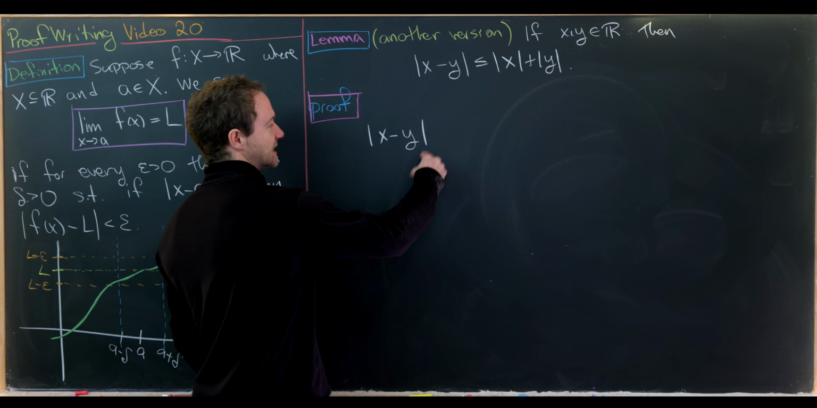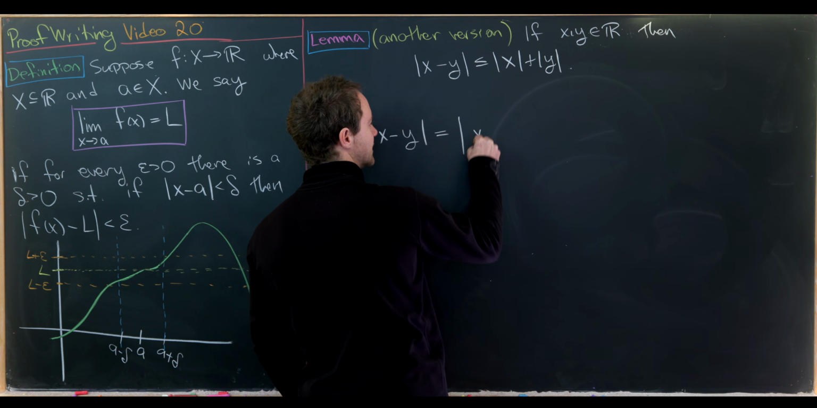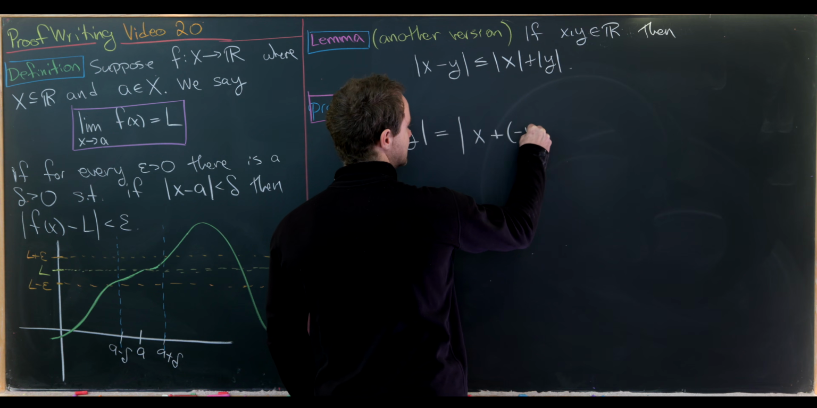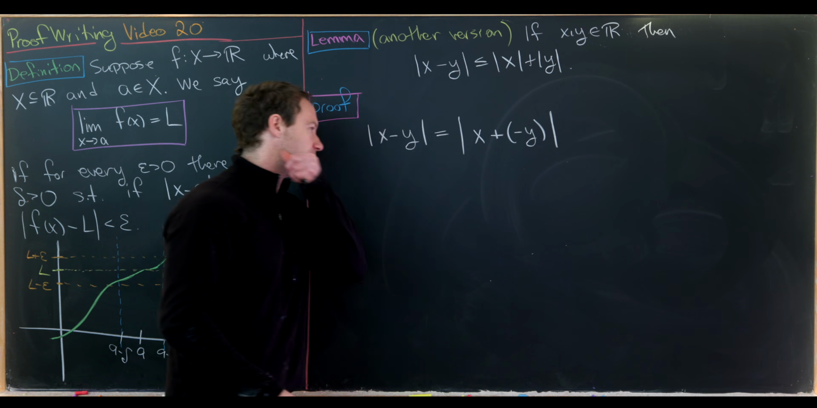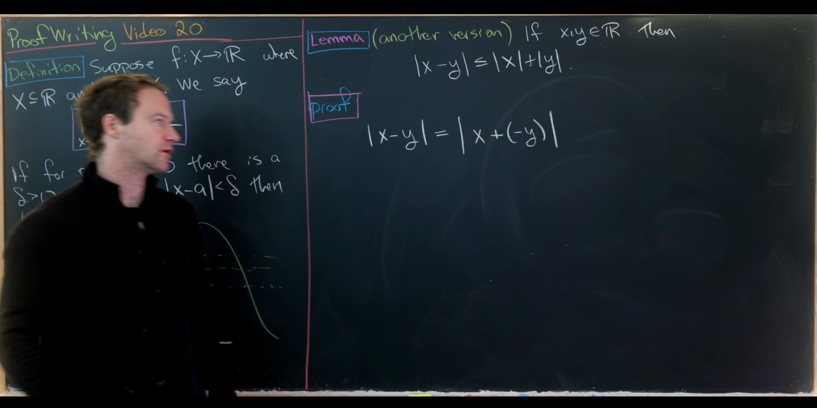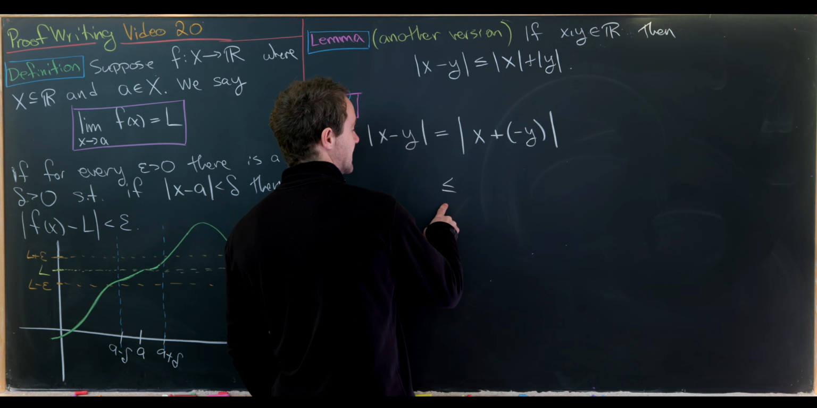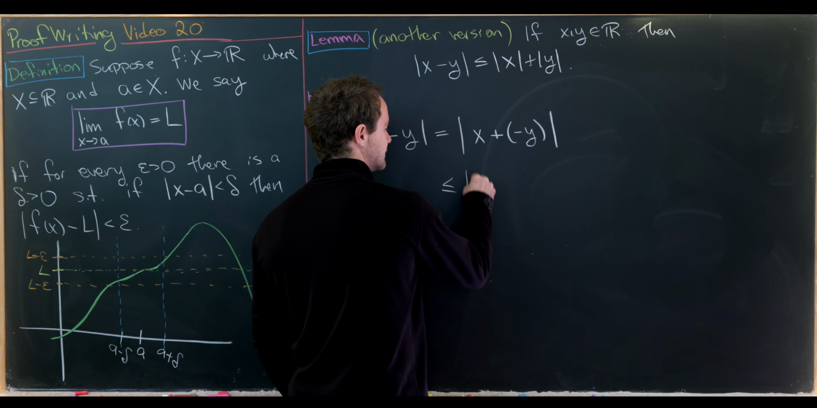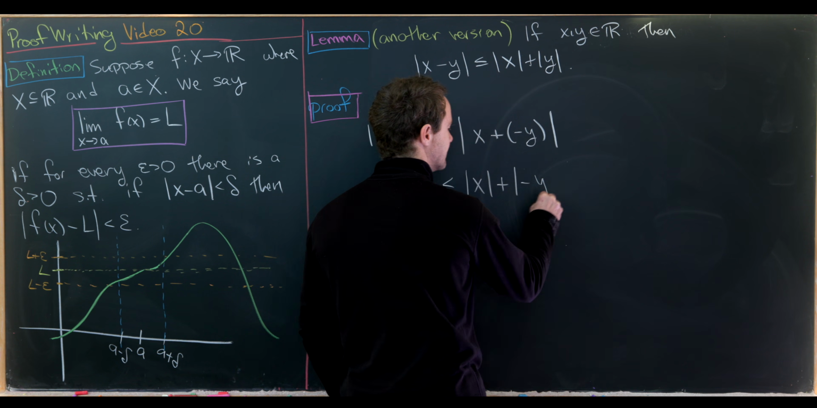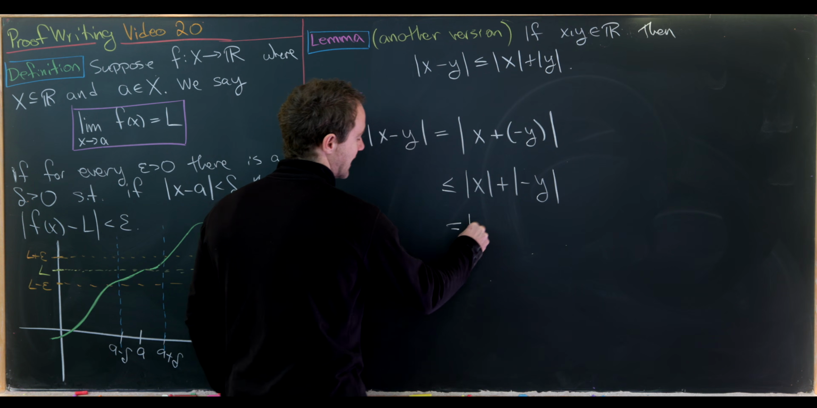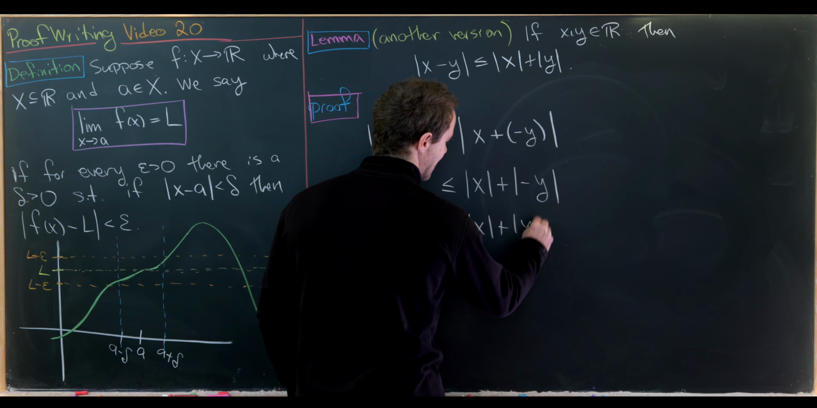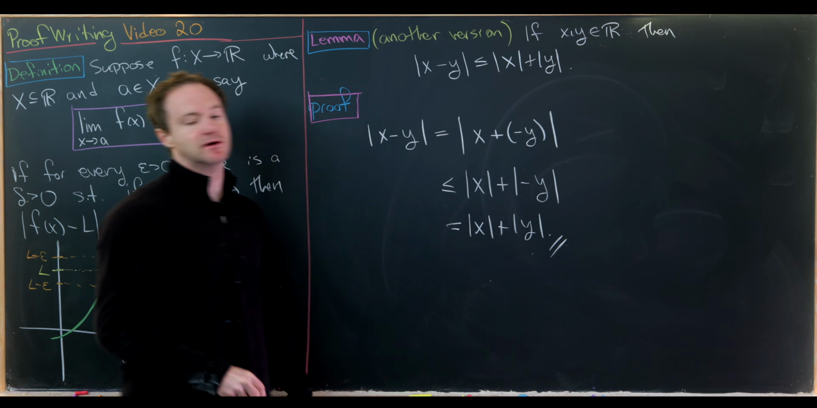We have the absolute value of x minus y is equal to the absolute value of x plus negative y. But now we'll apply the normal triangle inequality to that. That will be less than or equal to the absolute value of x plus the absolute value of negative y. But the absolute value of negative y is clearly just the absolute value of y, and that takes us home.